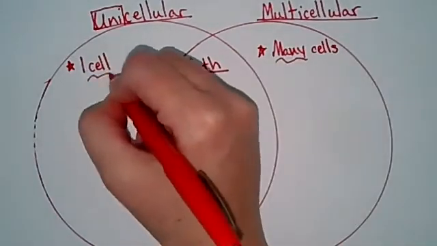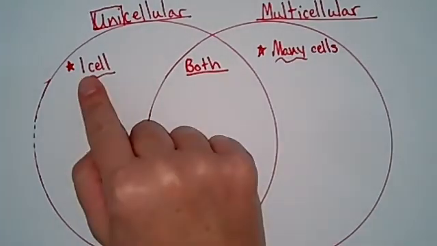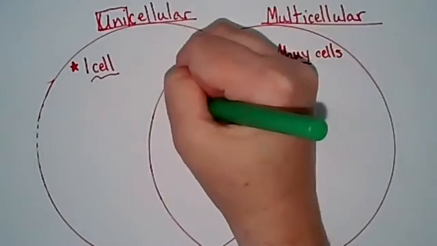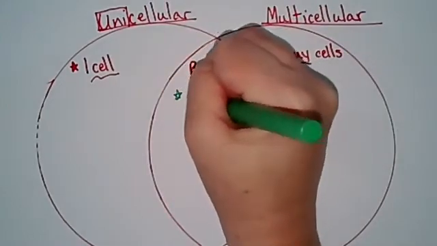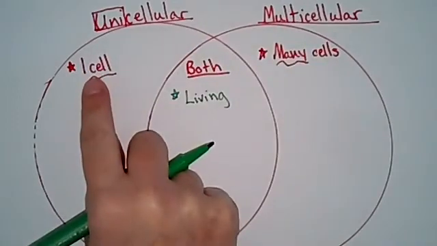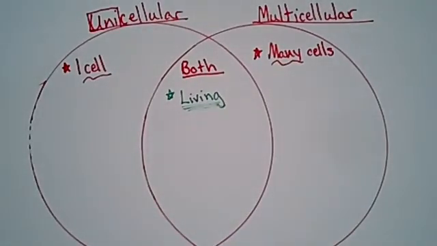But the important thing that you understand about that is that this has one cell, this has many cells, but both are living. They are alive. Even the teeny tiny one-celled organism is alive. They both are living because all living things are made of cells. Now, a rock is not made of cells. A rock is not alive.